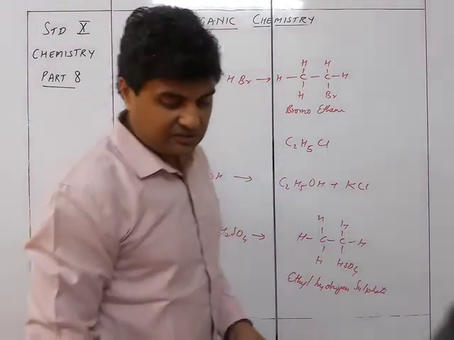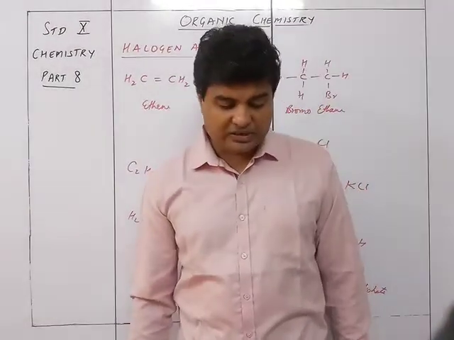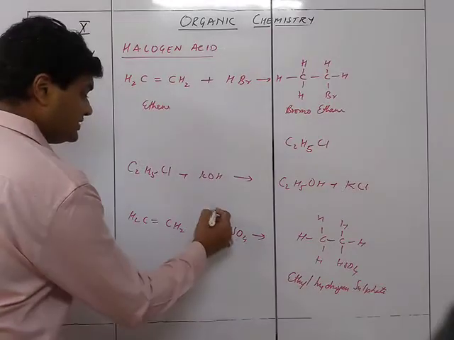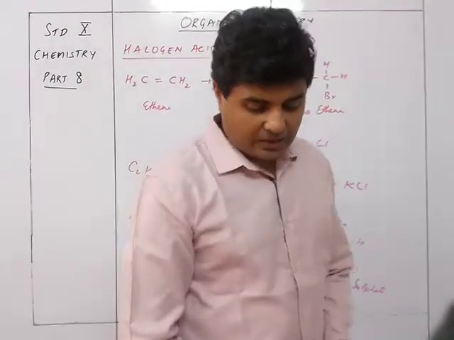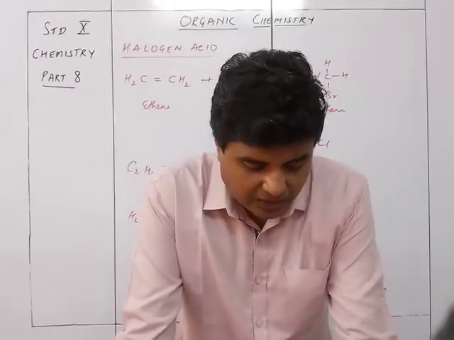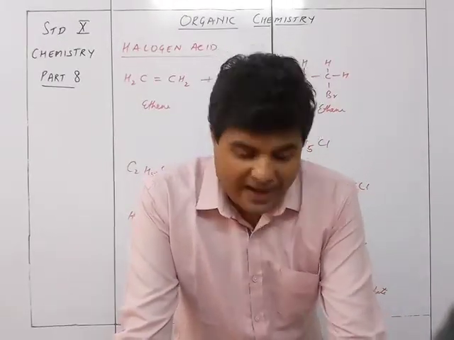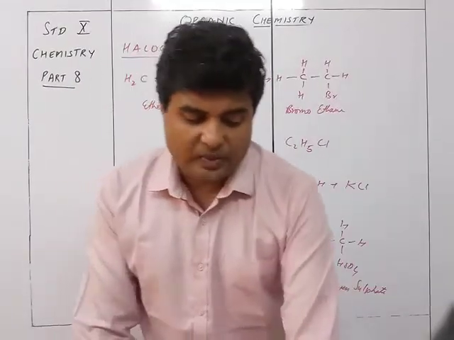Okay, so this is ethene reacting with concentrated H2SO4 at room temperature. Remember that this is concentrated H2SO4. The product is ethyl hydrogen sulfate, which on hydrolysis gives ethyl alcohol. So this is the reaction with sulfuric acid. The next is the reaction with ozone.